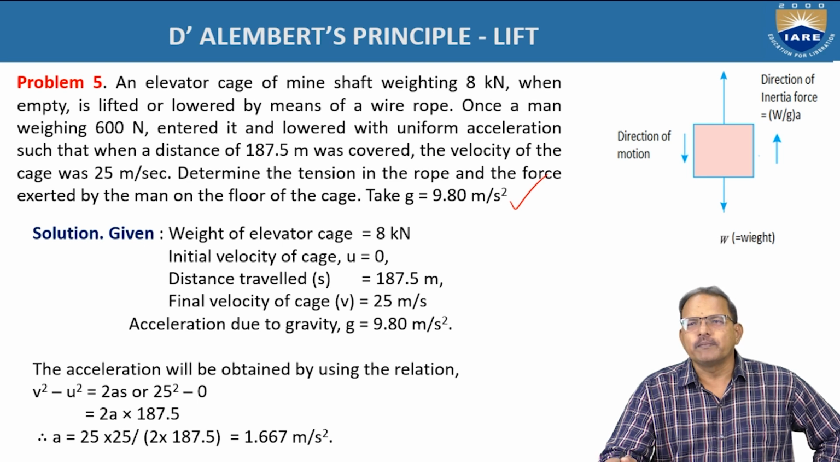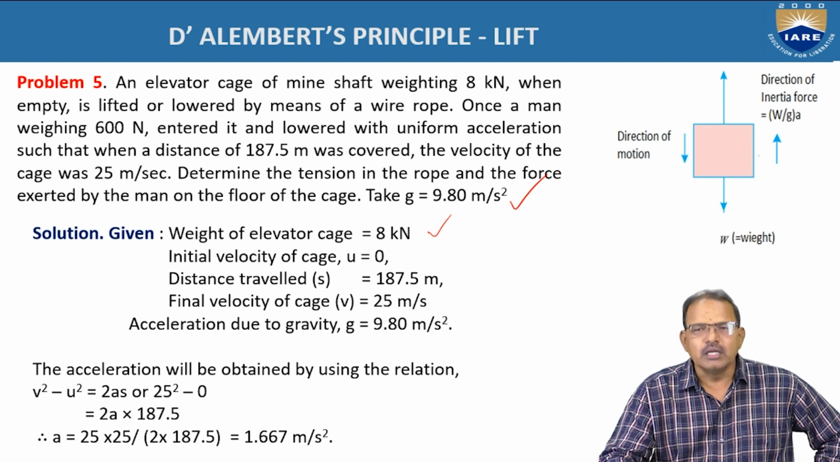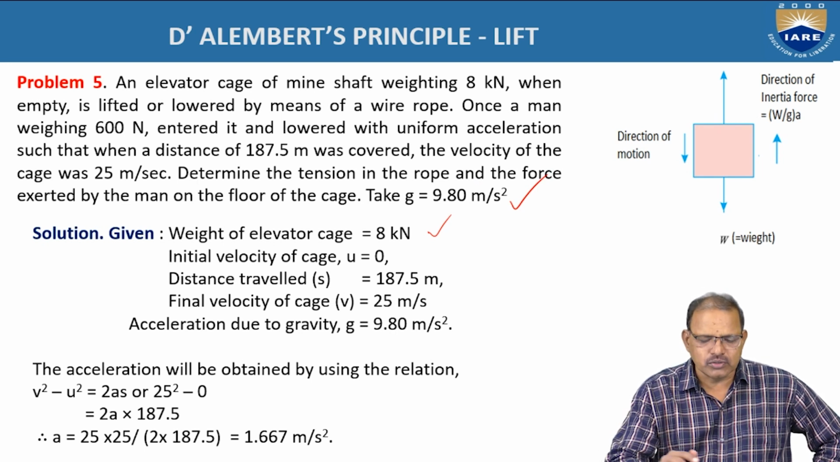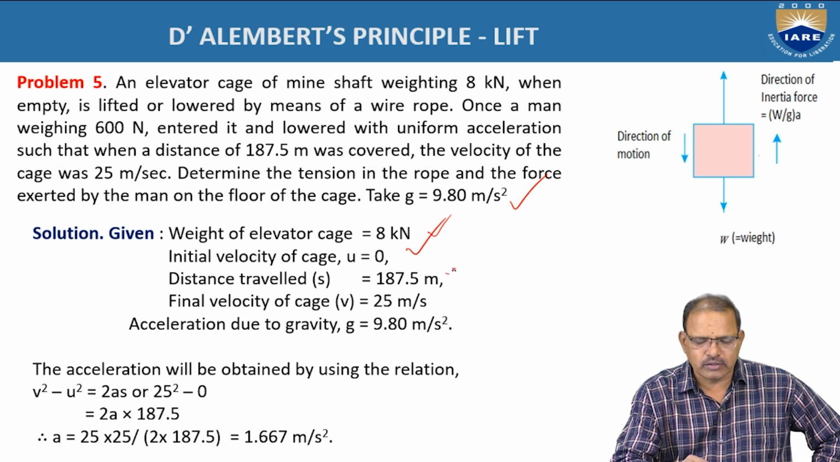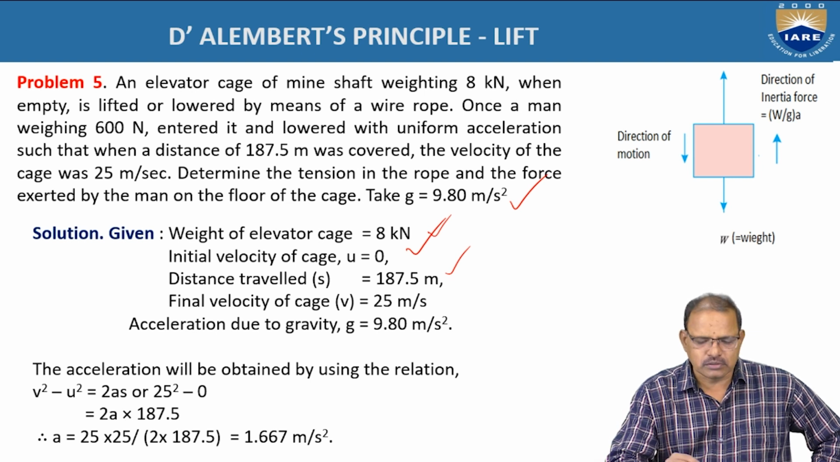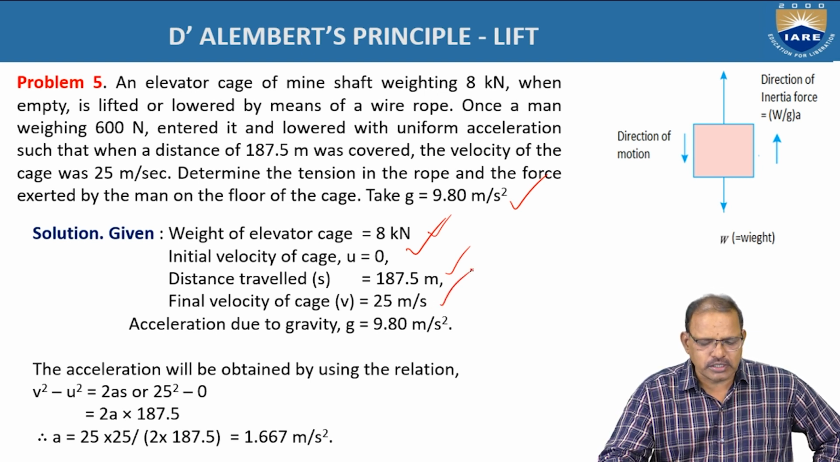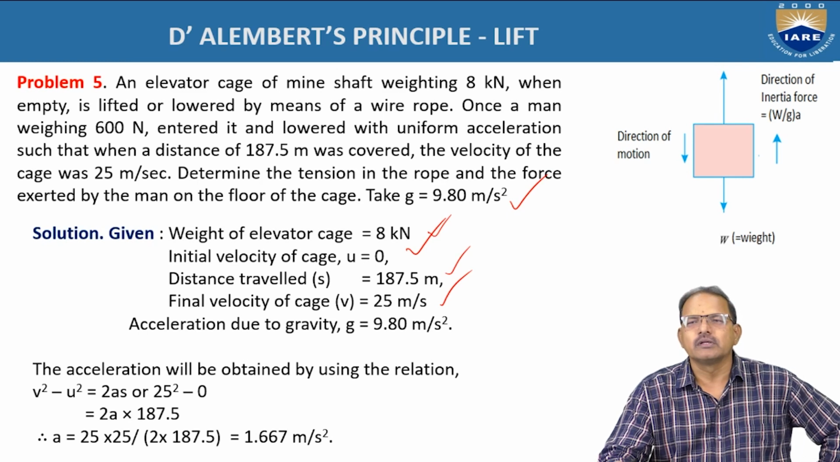Here the given data in the problem is the weight of the elevator cage is equal to 8 kilonewtons. Initial velocity of the cage is equal to 0. The distance travelled is equal to 187.5 meters. The final velocity was 25 meters per second. The acceleration due to gravity is given, G is equal to 9.8.